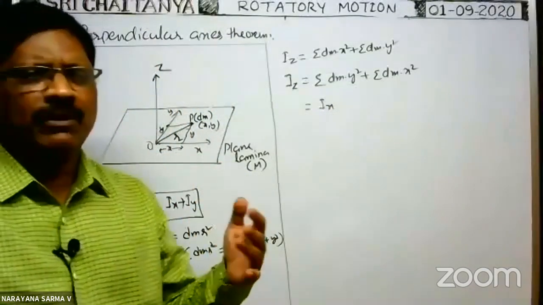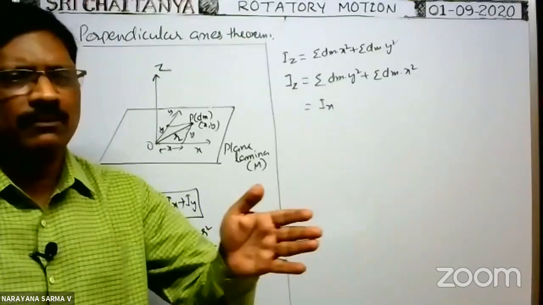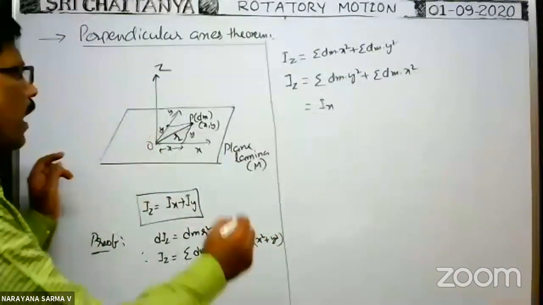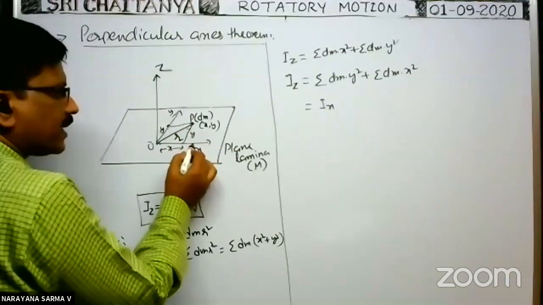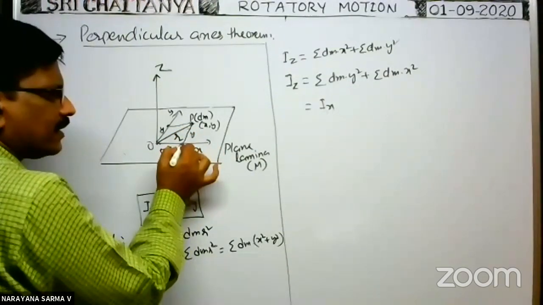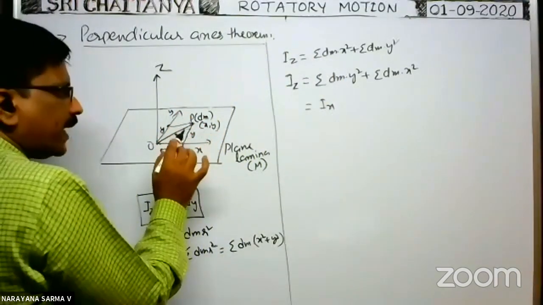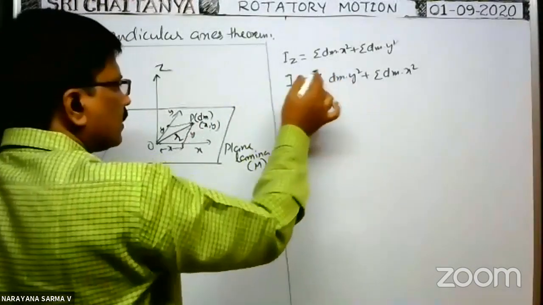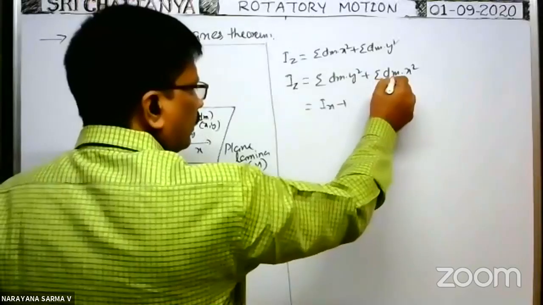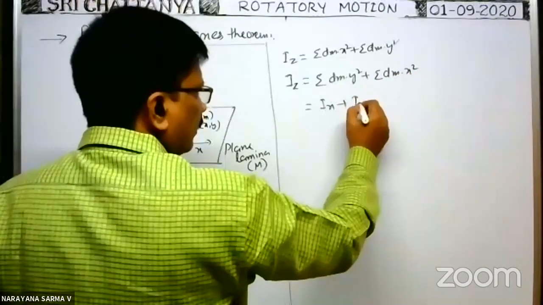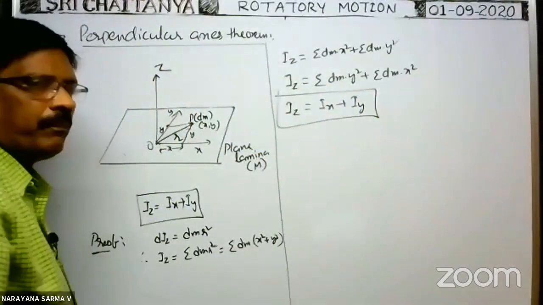Moment of inertia means the formula is mass of the particle into square of the perpendicular distance of the particle from the axis, right? Mass dm into square of the perpendicular distance of the particle from the x axis, that is y. So dm into y square is the moment of inertia of the particle about x axis. Sigma dm y square means moment of inertia of the entire plane lamina about x axis, plus sigma dm into x square means we can write Iy. So hence proved. So this is the perpendicular axis theorem.